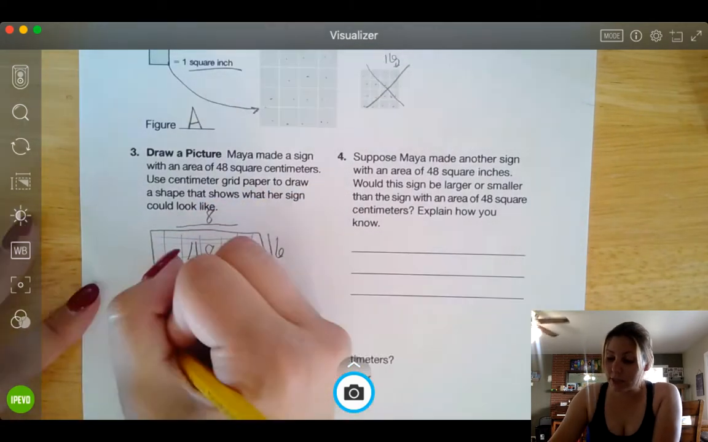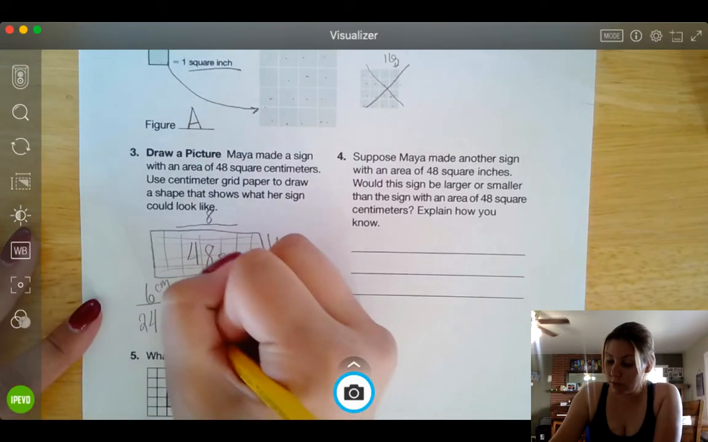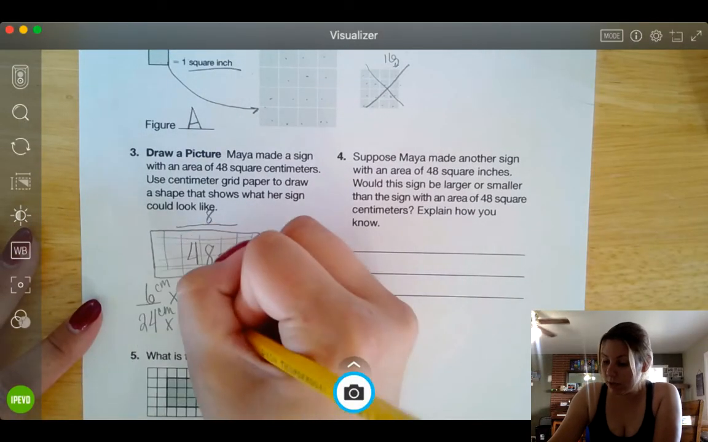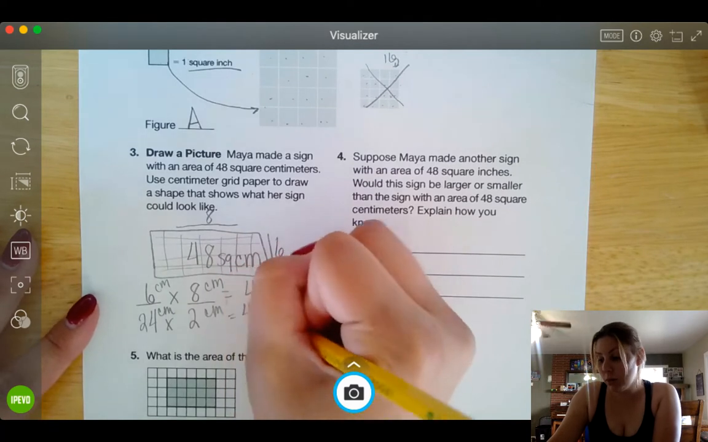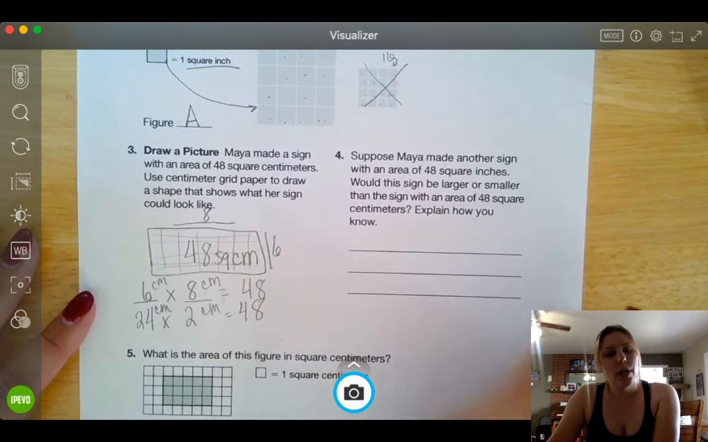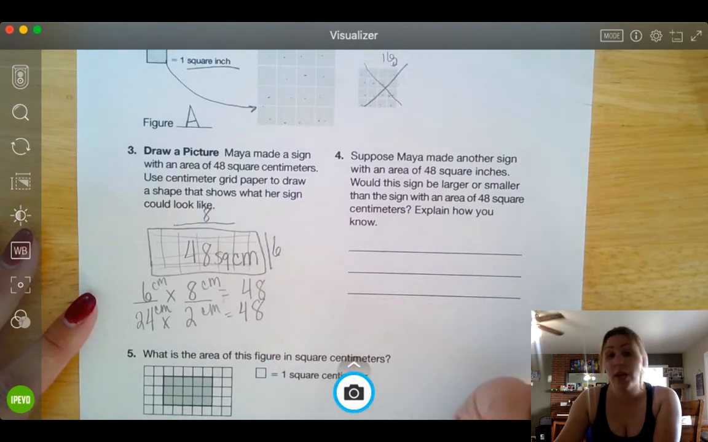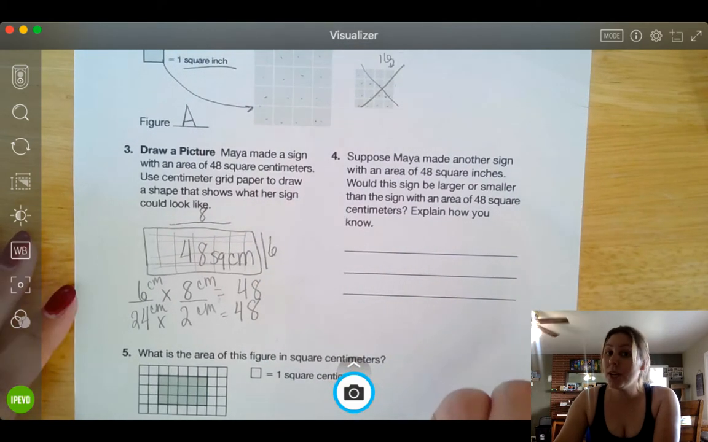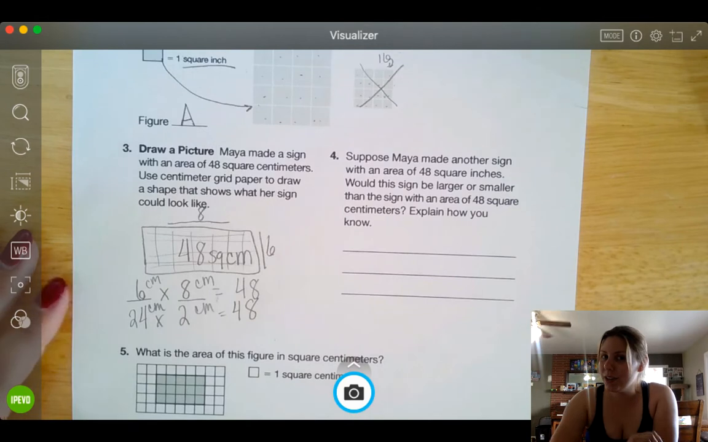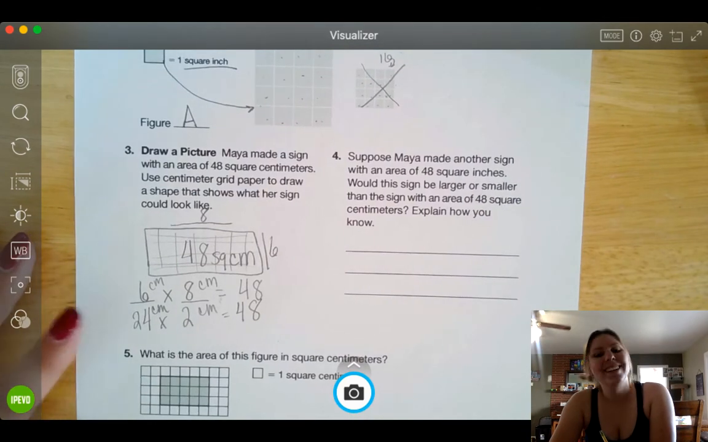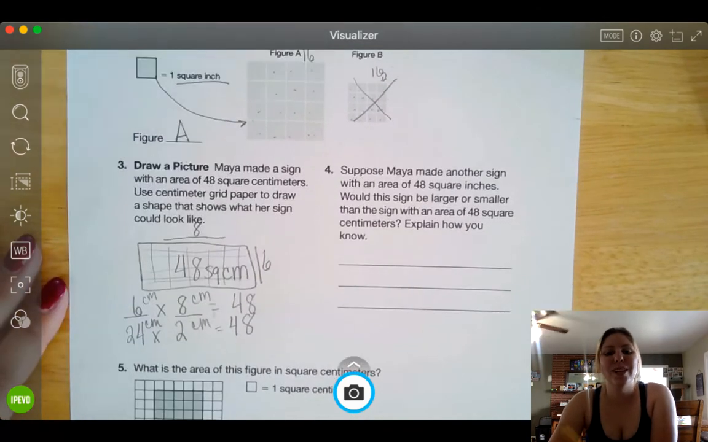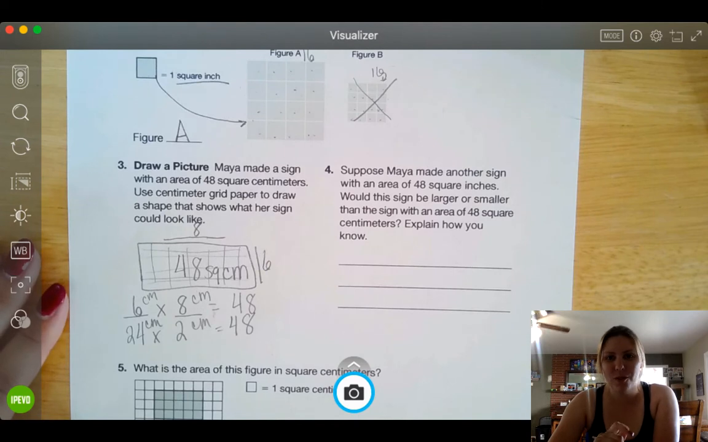You could also say 24 times 2. 24 centimeters by 2 centimeters. That would work also. Okay, so there's a couple of different ways you could do this. You could even divide it by 3. And I don't quite know what that answer would be, but if you Google it or use a calculator, you would. So there's lots of different answers, but as long as your two numbers multiply to equal 48, you are on the right track.